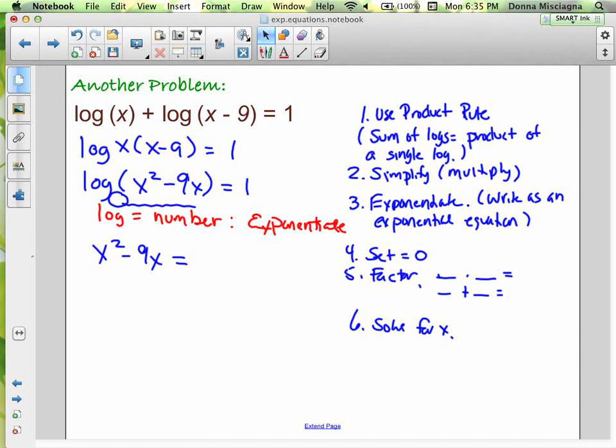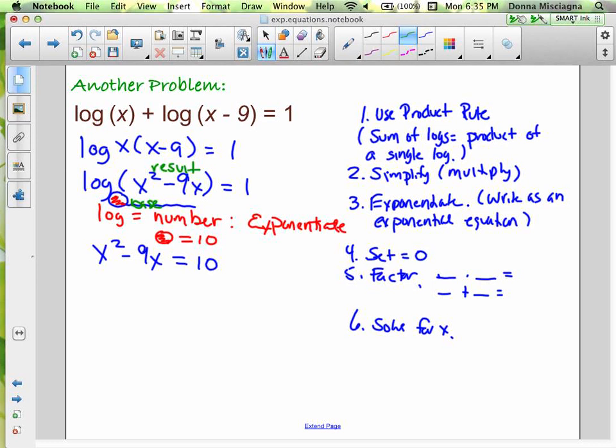Anytime you have no base written, and it says log, not ln, which is natural log, that's always going to be 10. So that's what I've shaded in here. That's what that little circle is trying to tell you there. Anytime you don't see anything there, it's going to be 10 as your base. So we have x squared minus 9x equals, our base is 10, and of course the exponent is the 1. Actually, let me label that as well. So this is your base, your result, and your exponent.